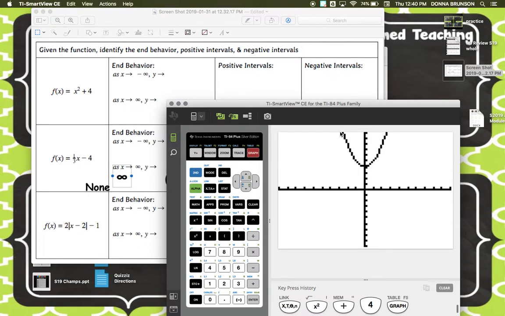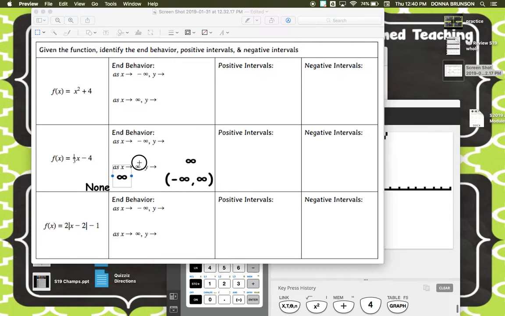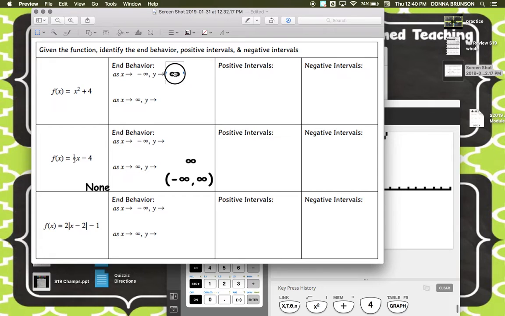Now I'm going to hit the graph button so that I can see what it looks like. Okay, so looking at this, I see that this is a quadratic function. Now I'm going to go back and answer some of these questions. Over here, it's saying as x goes to negative infinity, what does y do? So as x gets smaller, y gets bigger. So it goes to positive infinity. So I am going to drag this over here.